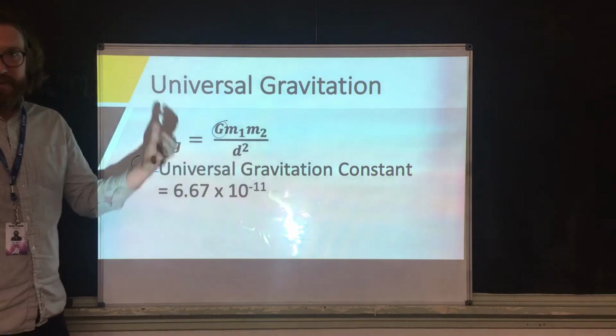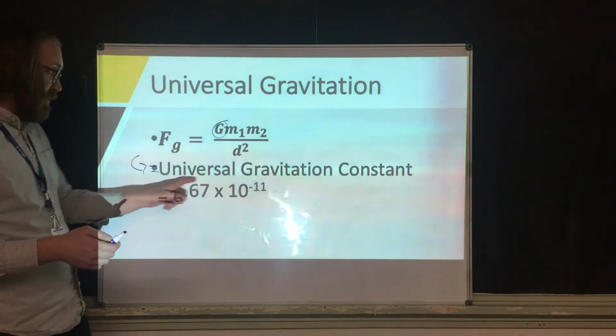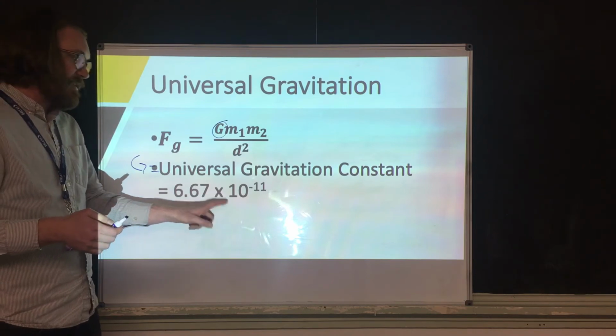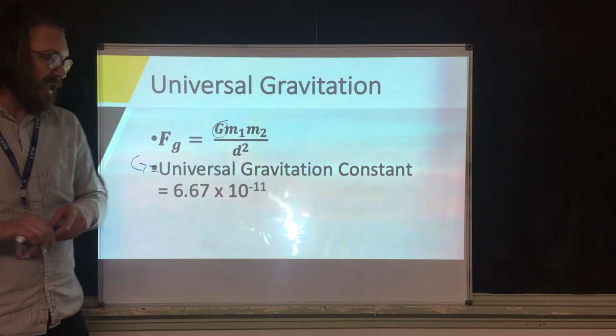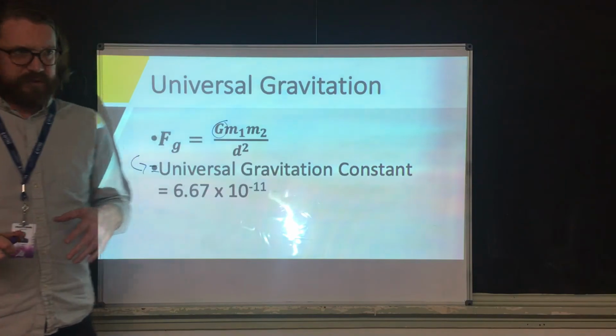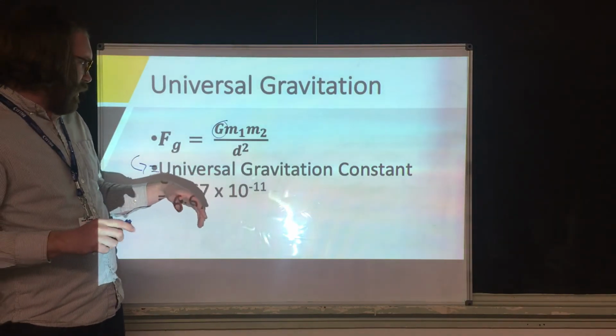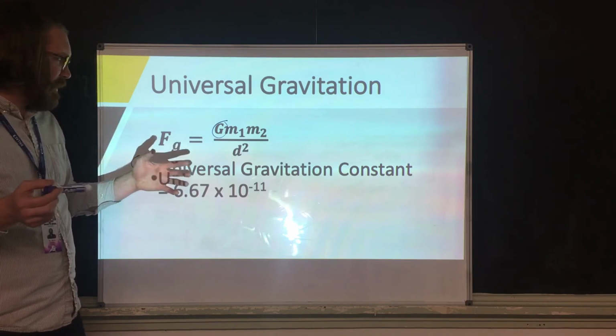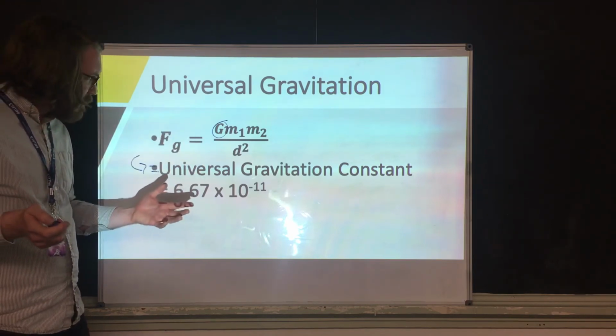There you go. I made a mistake. It happens. Big G is the universal gravitational constant, and it's equal to 6.67 times 10 to the negative 11th. It has units. We don't care about the units, okay? The units are, how does this cancel out? Newtons, meters squared divided by kilograms squared.